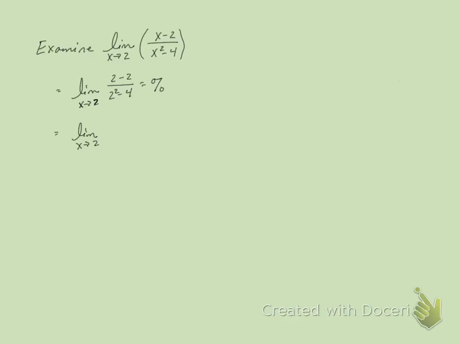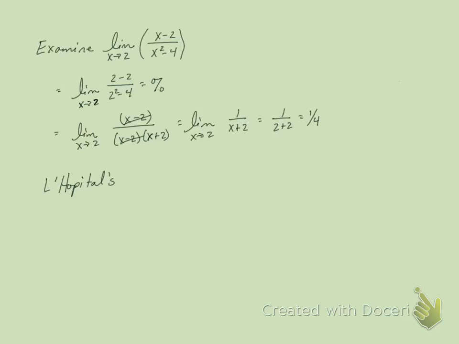For this problem, factoring makes the most sense. If we factor this, we can see that the x minus 2's will cancel, leaving us with the limit as x approaches 2 of 1 over (x plus 2). Now when we use direct substitution, we'll get 1/4. So the first thing I want to show you is that we're going to get the same result if we use L'Hopital's rule.